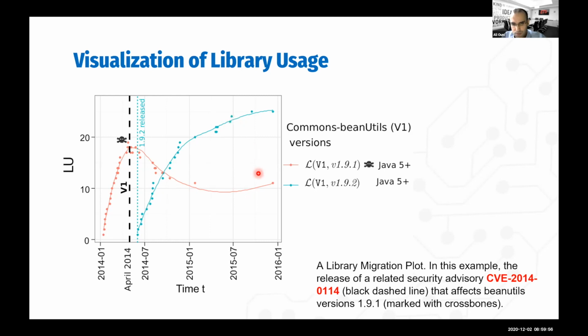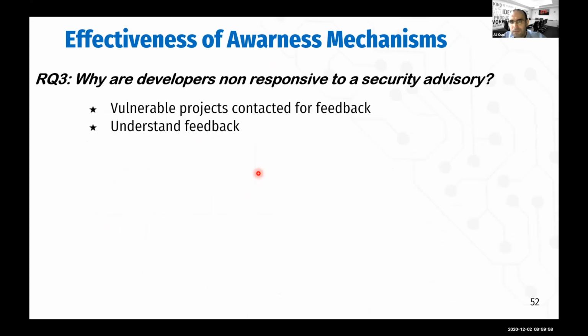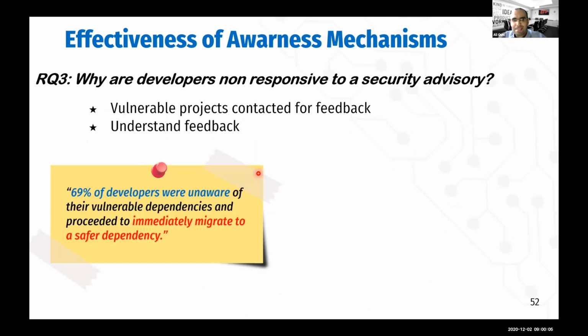So we wanted to understand why developers are non-responsive even to security advisories. We had an interview with 16 random developers who are using the Commons BeanUtils library, the library that has the security vulnerability, and we found that 69% of developers were unaware of their vulnerable dependencies, and they proceeded immediately to migrate to a safer dependency.